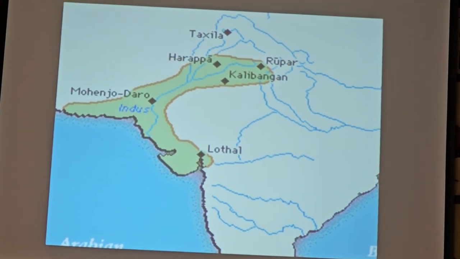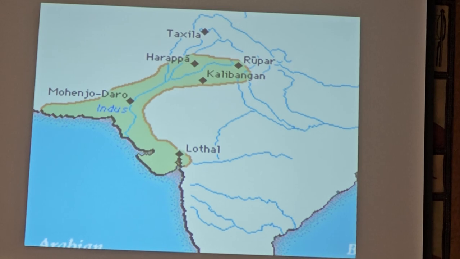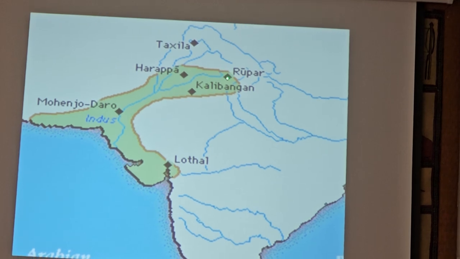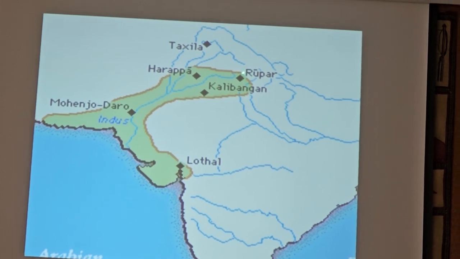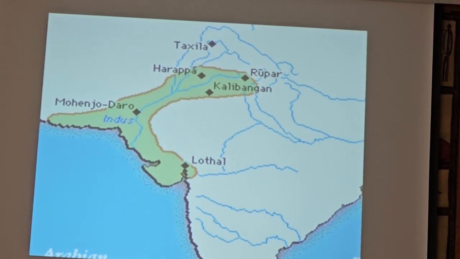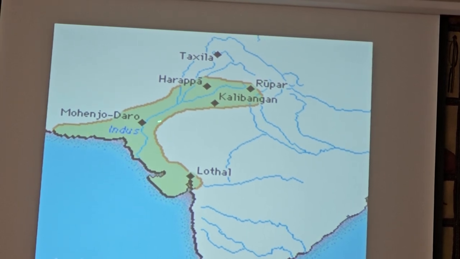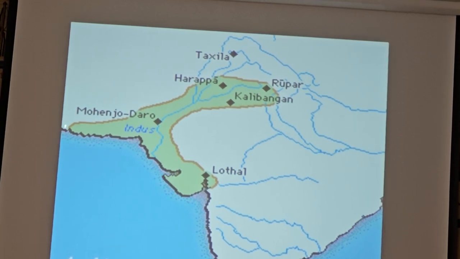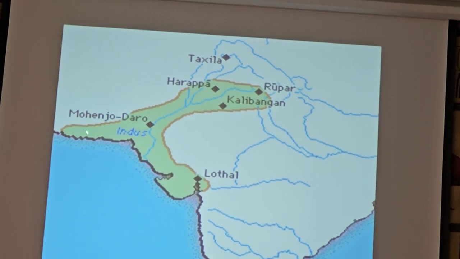You can see the extent of the Indus Valley civilization. If you look at the northeast, this is the Haryana and Rajasthan province of India, and the Ropar site is situated there. So it goes back to the Haryana region where the Ropar site is situated. From the northeast up to the southwest, this is the coast of Makran and the Indo-Iranian borderland. You can see that this covers a very large area.